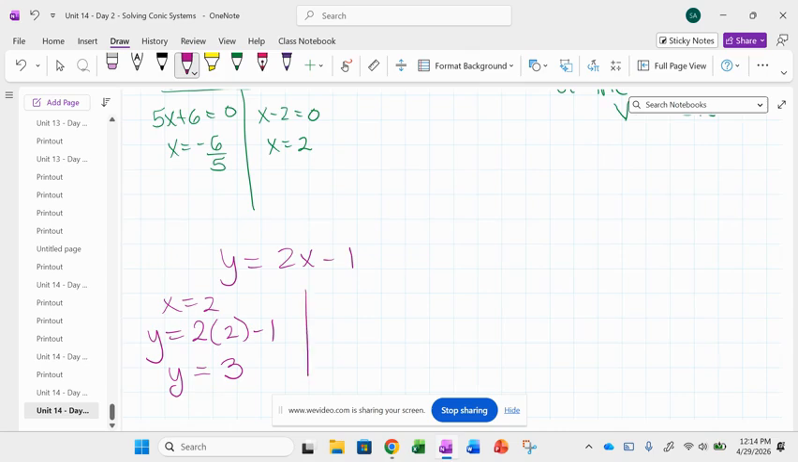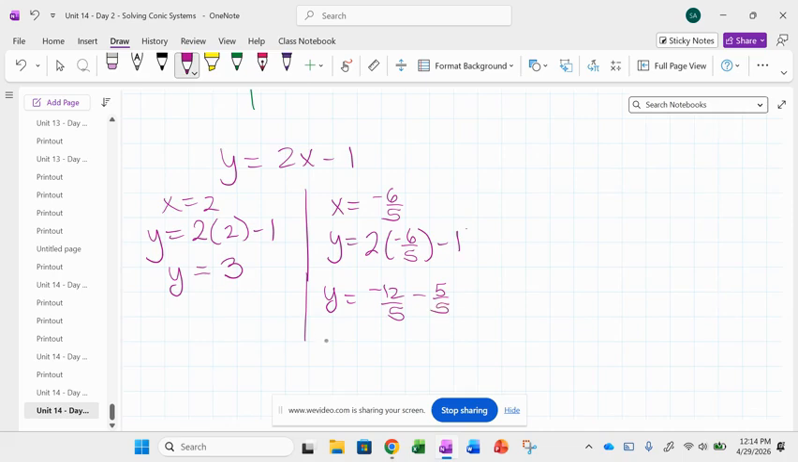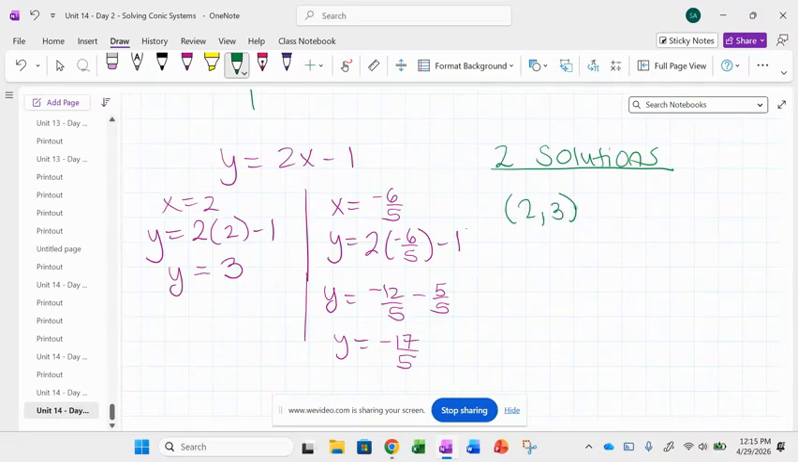And now we're going to use x equals negative 6 over 5. So I'm going to have y equals 2 times negative 6 over 5 minus 1. So y is going to equal negative 12 over 5. I'm going to make a common denominator, so I'll put that 5 over 5. So y will equal negative 17 over 5. How many solutions do we have here? 2 solutions. And our 2 solutions will be the point (2, 3) and (negative 6 over 5, negative 17 over 5).